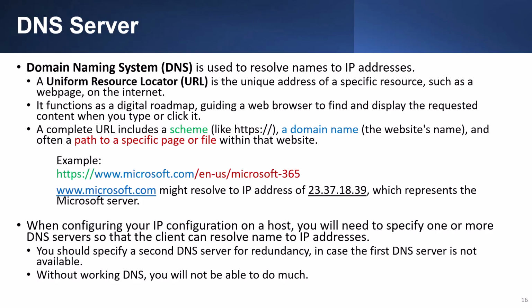www.microsoft.com might resolve to IP address of 23.37.18.39, which represents the Microsoft server. When configuring your IP configuration on a host, you need to specify one or more DNS servers that the client can resolve names to IP addresses. You should specify a second DNS server for redundancy, in case the first DNS server is not available. Without working DNS, you will not be able to do much.